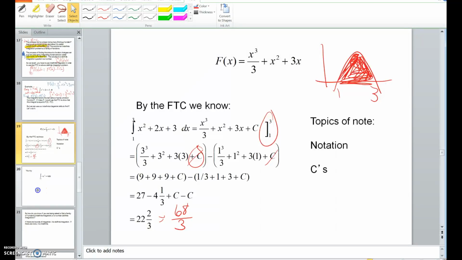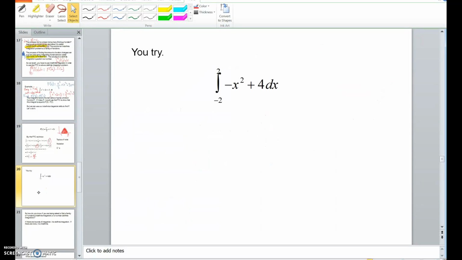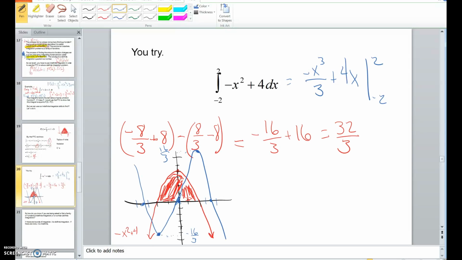Okay. So here's an example for you to try. So go ahead and first find the antiderivative, and then we will evaluate. Okay, so go ahead and put that in. I'm going to pause it and put the answer in. Okay, so here's the antiderivative, negative x cubed over 3 plus 4x, evaluated at 2 and negative 2. So go ahead and figure out what this is equal to, evaluate at each point, and then take the difference. Okay, so here I just plugged in the numbers, and the answer you get is 32/3.